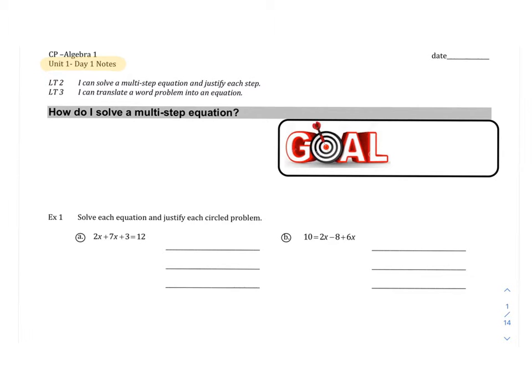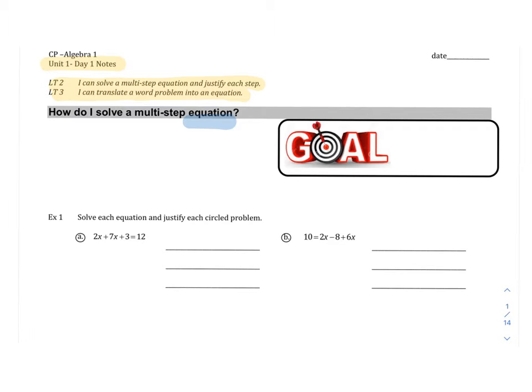Our learning targets for day 1 are: I can solve a multi-step equation and justify each step, and we'll explain what that means. Also, by the end of these notes, you should be able to translate a word problem into an equation. This whole unit, we have two big goals. Our first one is to solve equations, and our second one is to solve inequalities. We're first starting with solving a multi-step equation, which should sound familiar. These are skills you have learned before.